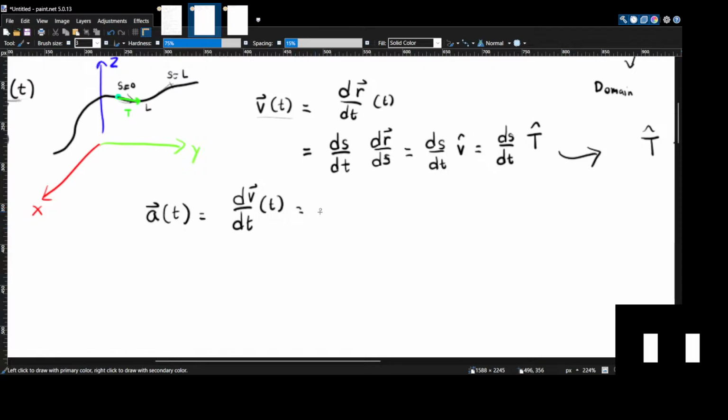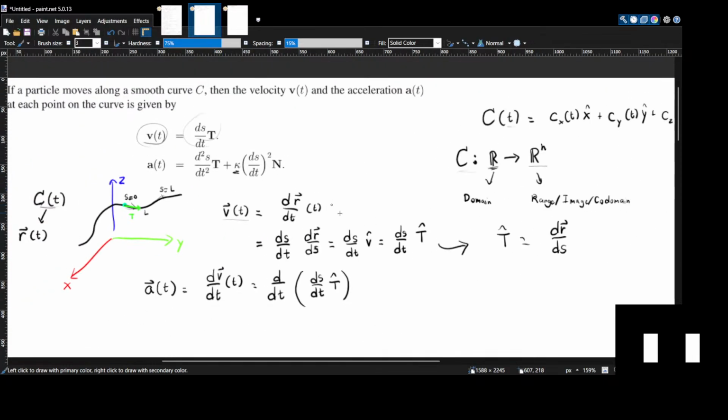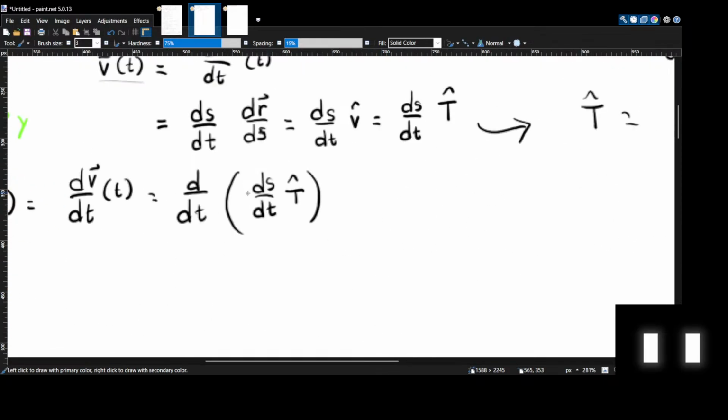But we already know that the velocity vector here is equal to this thing. So we can change this into this derivative right here. And then we just use the product rule. You know how the product rule works. You differentiate the first term and leave the second term intact, and then you differentiate the second term while leaving the first term intact.